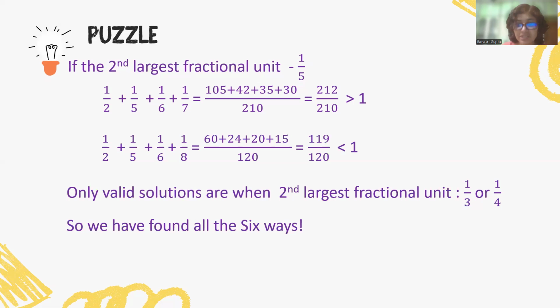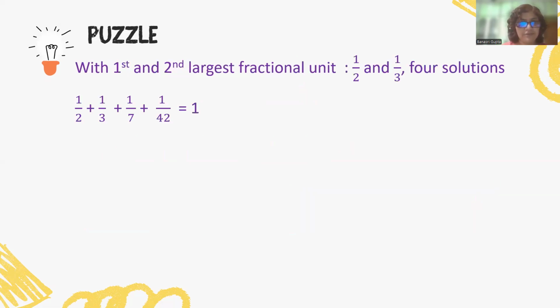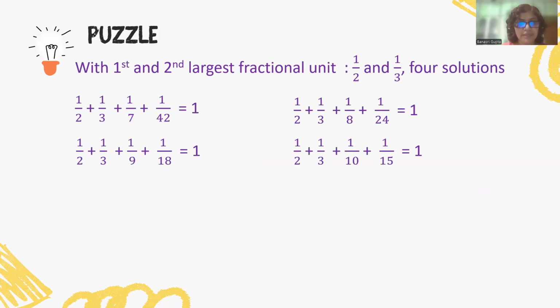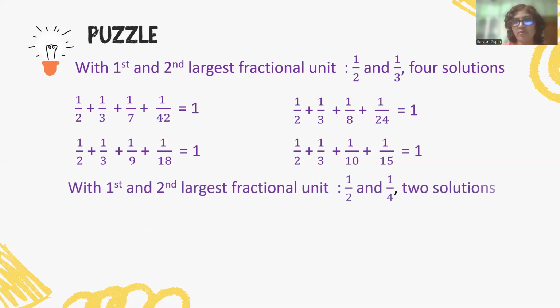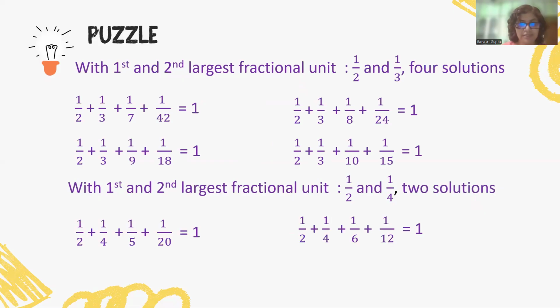So we have found all the 6 ways. First and second largest fractional units are half and 1/3. We have 4 solutions. And with first and second largest fractional units as 1/2 and 1 by 4, we have 2 solutions. So there are a total of 6 solutions. You can note down all the 6.